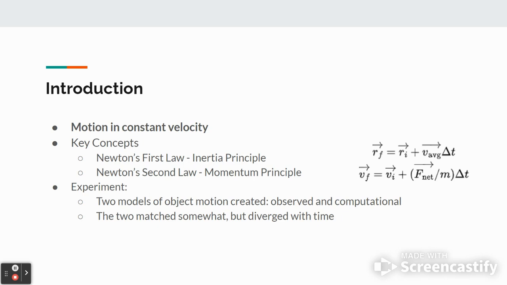That is, an object at rest remains at rest, and an object in motion retains its current velocity indefinitely. The momentum principle is Newton's second law, and it posits that the rate of change of the momentum of an object is the net force, and the rate of change of the velocity is the acceleration. For this experiment, a video of the object moving was captured and its motion measured frame by frame using Tracker. In addition, a computational model was created in Python. Finally, both models of the position over time were compared.